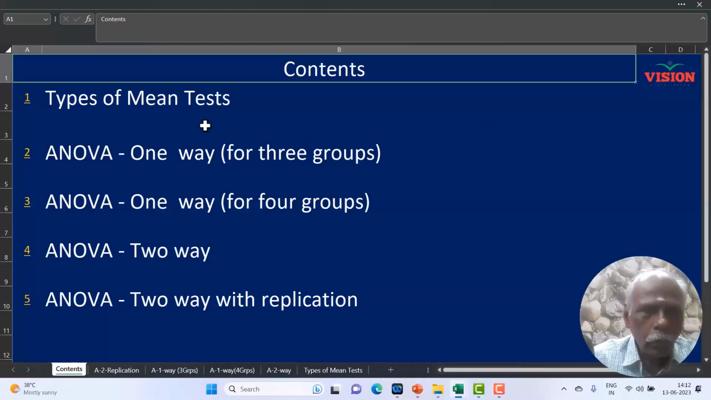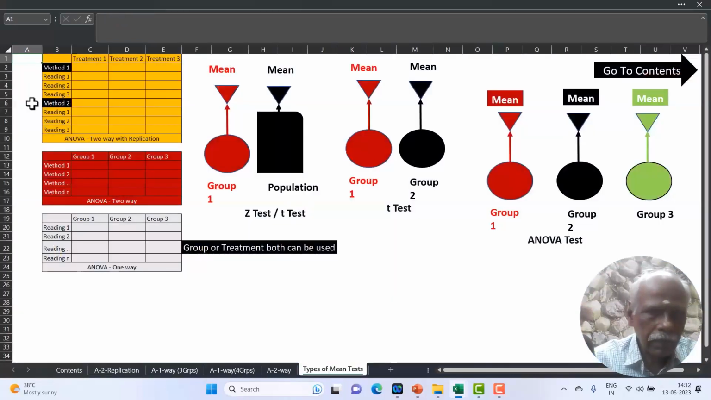Hi. Today we will see the ANOVA test. That is hypothesis testing for more than 2 groups. We will first see the types of mean test, which we can show here as a visualization.